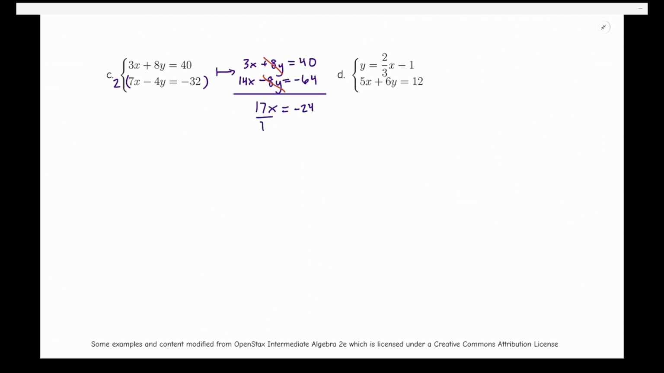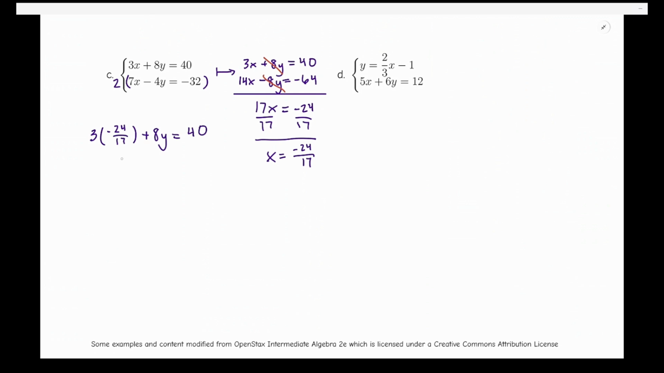And then divide by 17. And divide by 17. We get x equals negative 24/17. So as you notice, it is possible to get fractions as your answer. Now I'm going to plug this into the first equation and then solve for y. So we get 3 times negative 24/17 plus 8y equals 40.